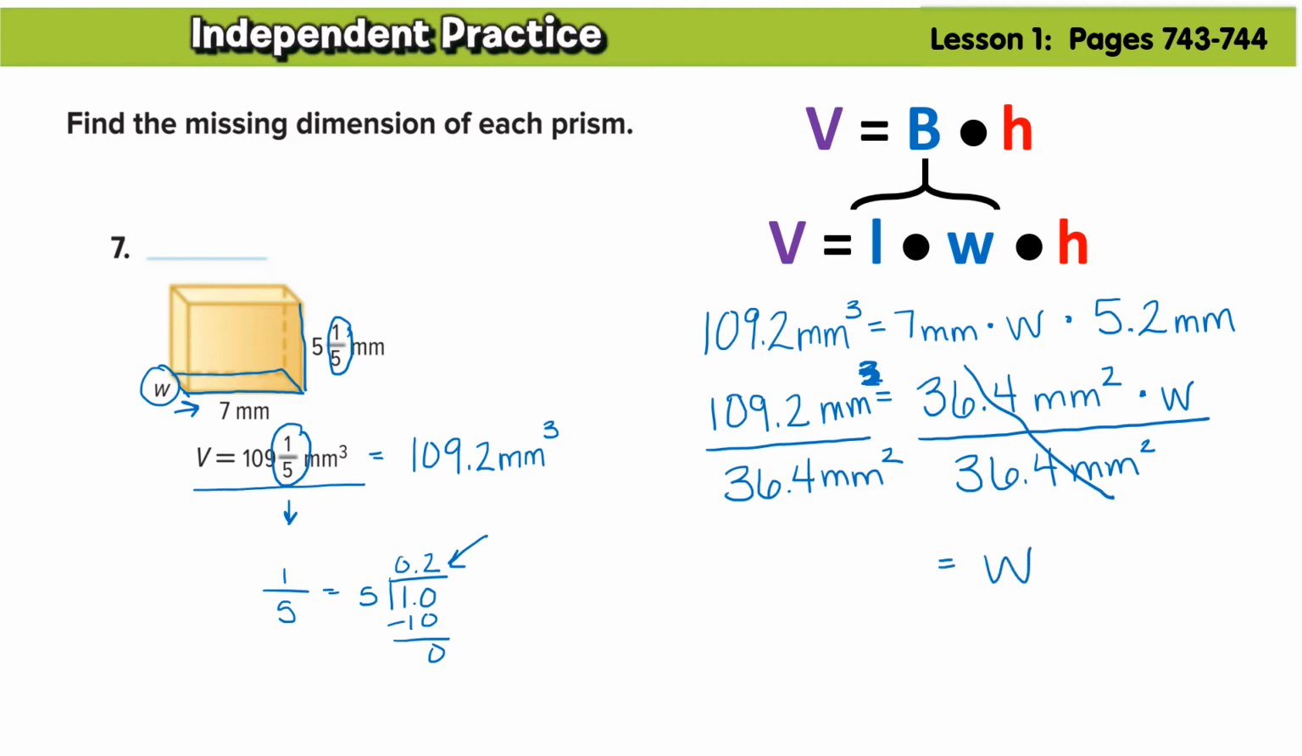All right, so now we have 109.2 divided by 36.4 equals 3. Would have never guessed that would be 3. And millimeters cubed divided by millimeters squared is just millimeters, okay? And I'm not going to draw that out. Hopefully at this point you know. All right, there we go.